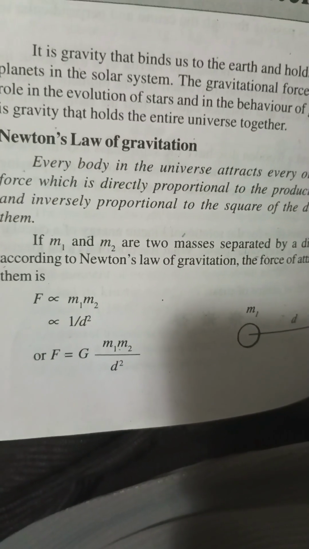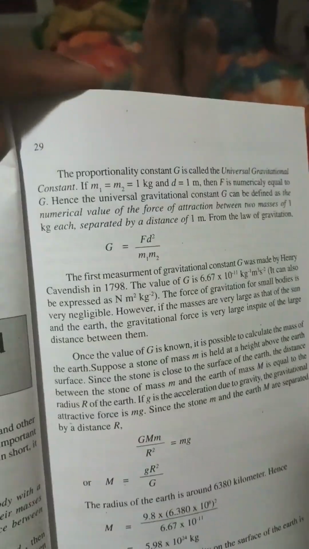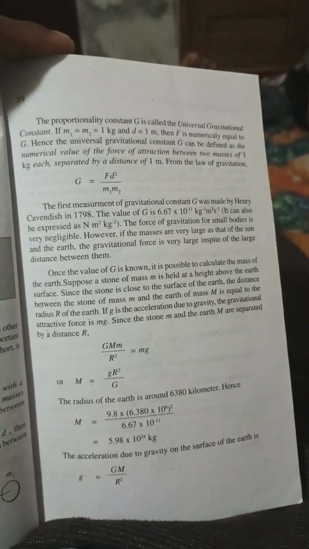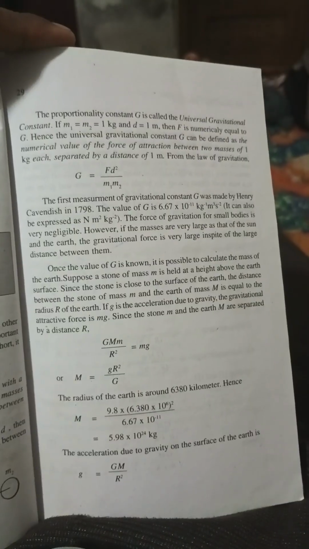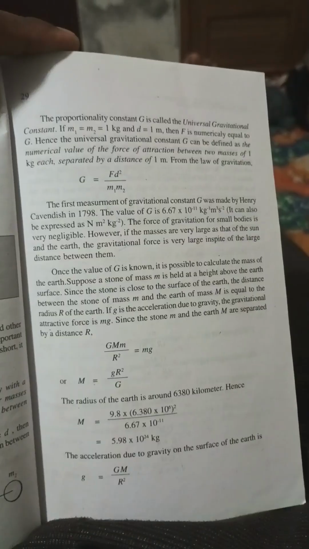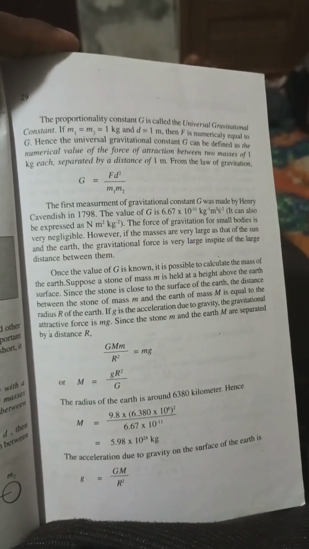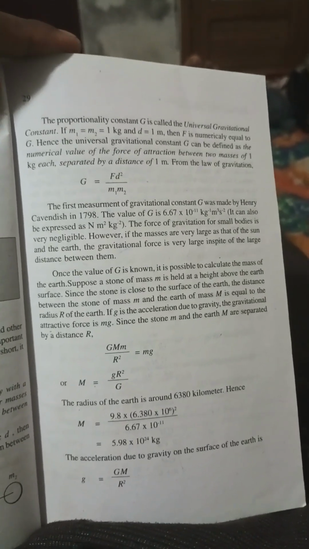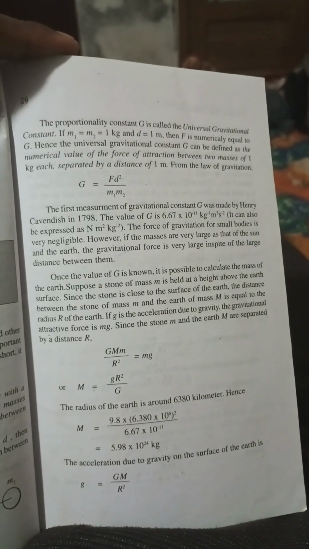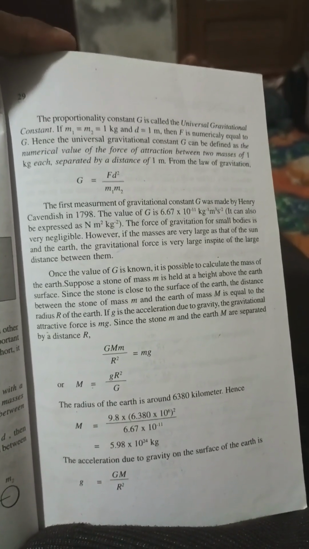The first measurement of the gravitational constant G was made by Henry Cavendish in 1798. Henry Cavendish is a scientist who discovered the gravitational constant in 1798. The value of G is 6.7 into 10 raised to minus 11 kilogram raised to minus 1 m raised to 3 s raised to minus 2. It can also be expressed as Newton meter square per kilogram square, where N is Newton, m is meter and kilogram is mass.